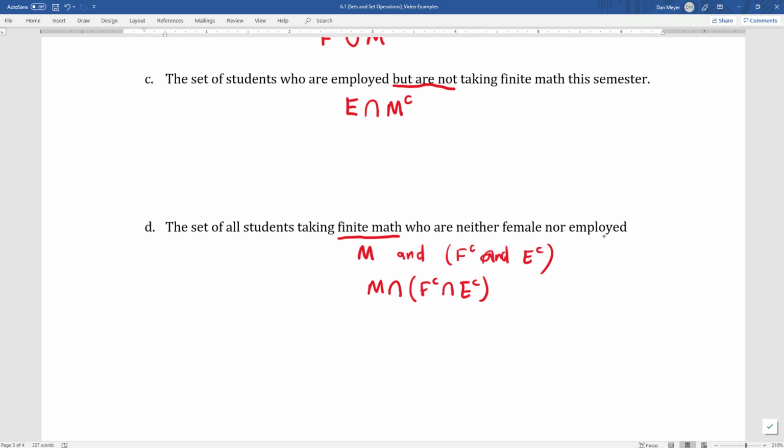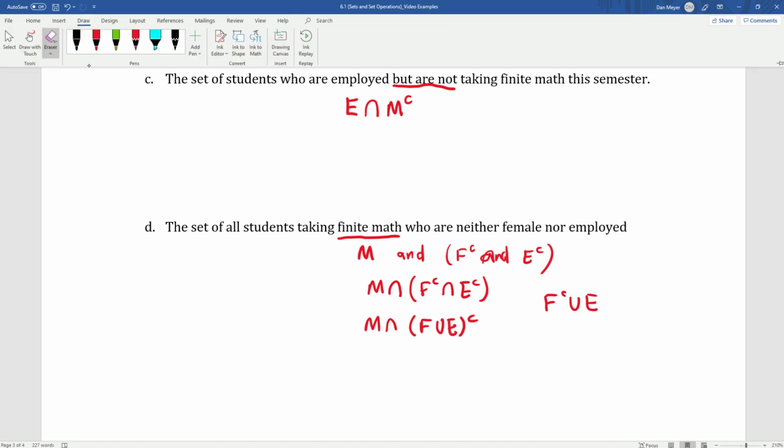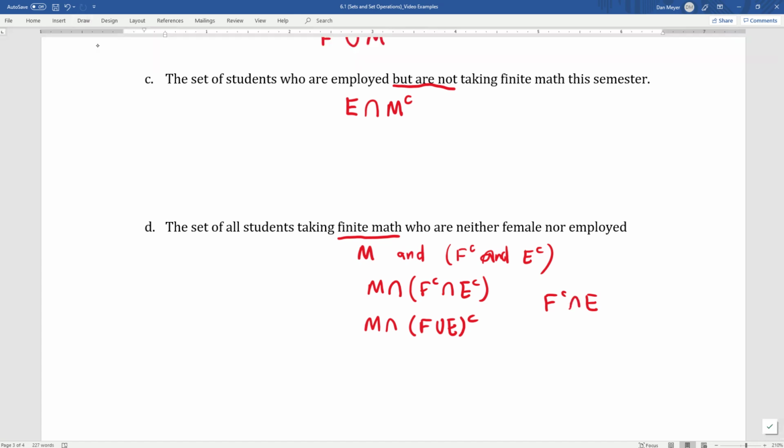Remembering some De Morgan's laws, we could also describe this as M intersect (F union E) complement. That's De Morgan's law, or one of De Morgan's laws says F complement intersect E complement is the same set as (F union E) complement.